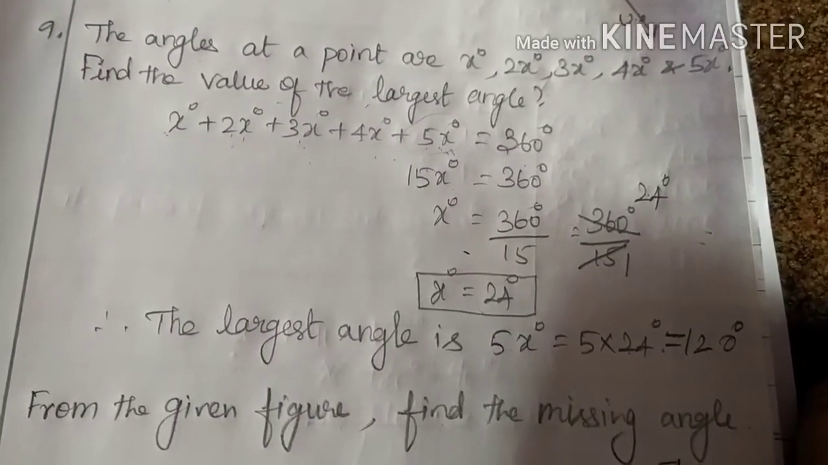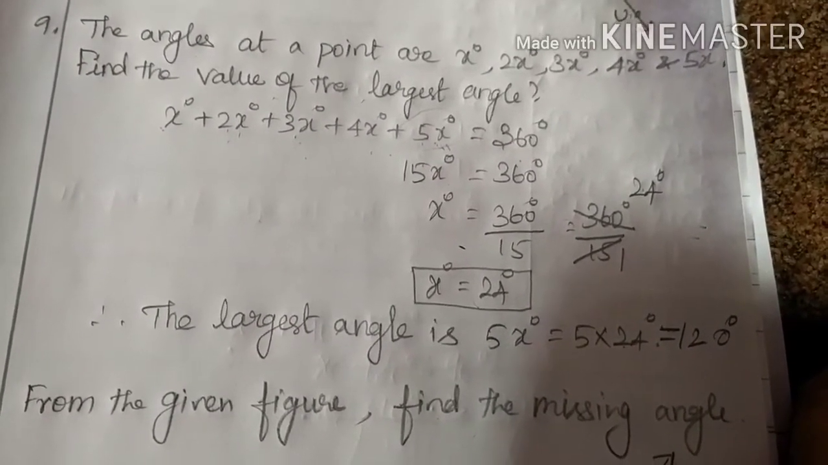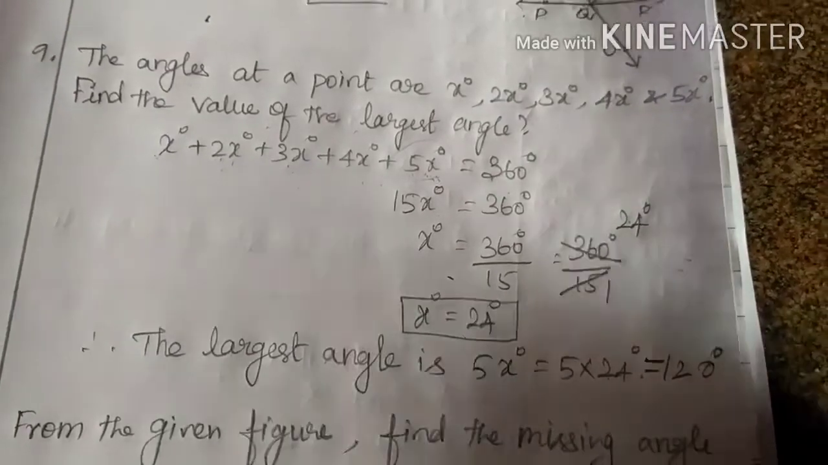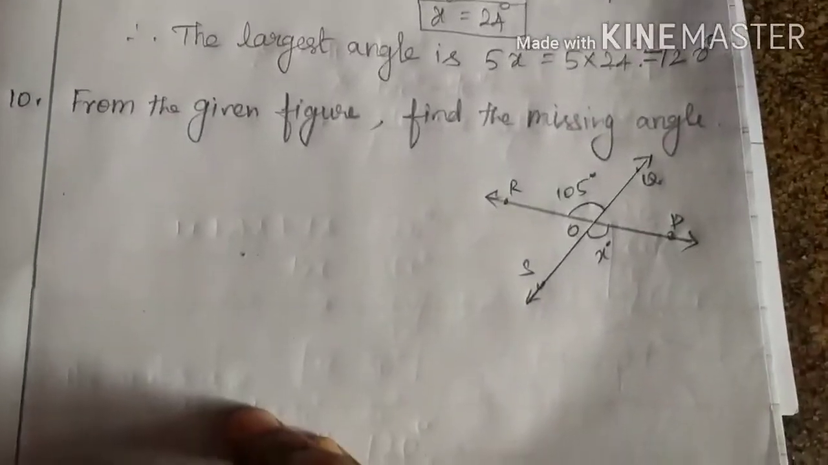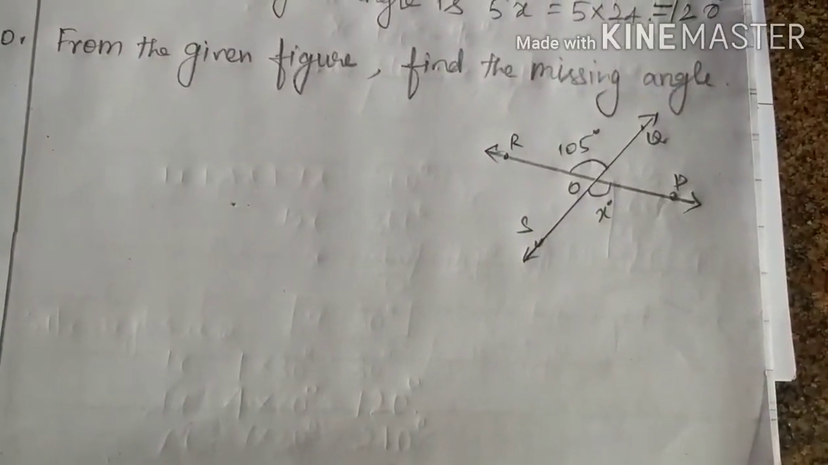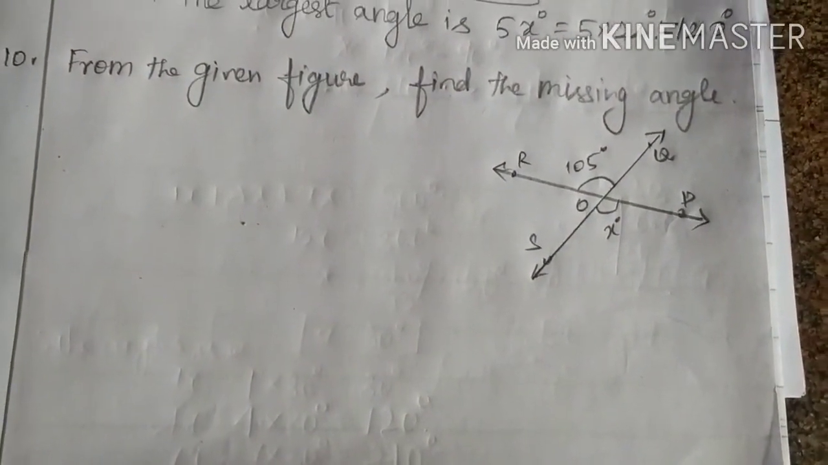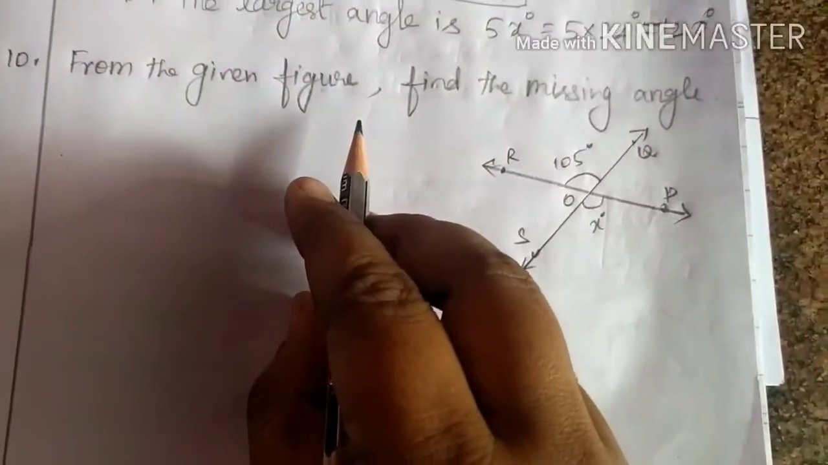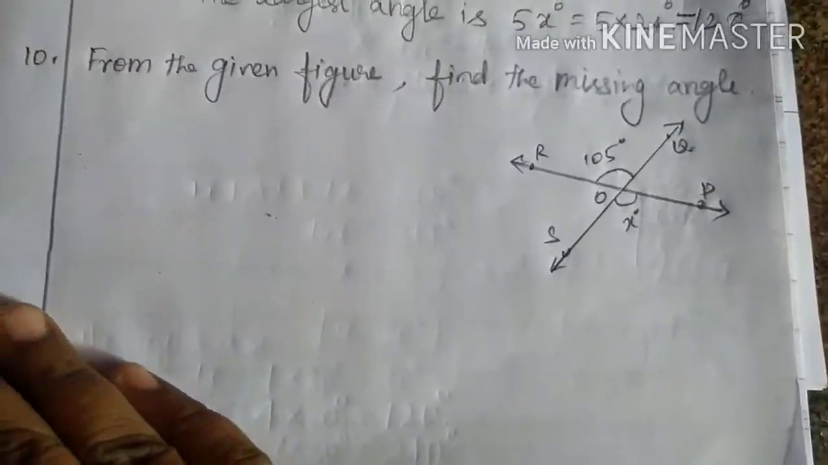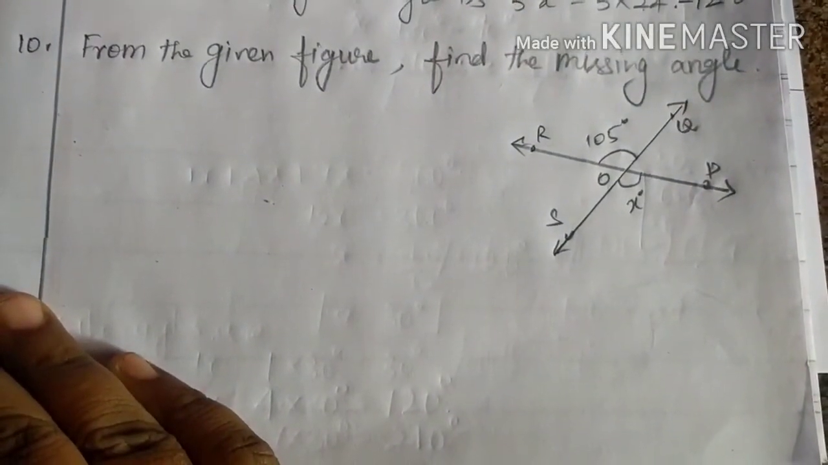Okay, are you clear children up to this? 120 degree is the largest angle. We have finalized the answer. We have completed the 9th sum. Now the 10th sum. Very much simple children, look at the logic. From the given figure find the missing angle.